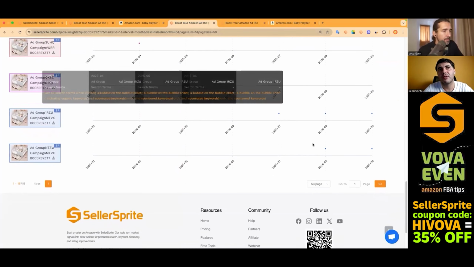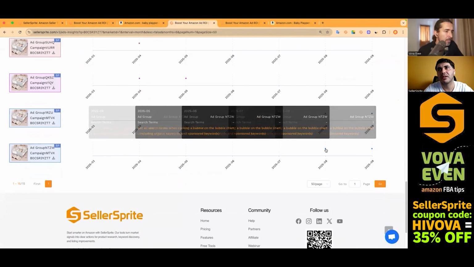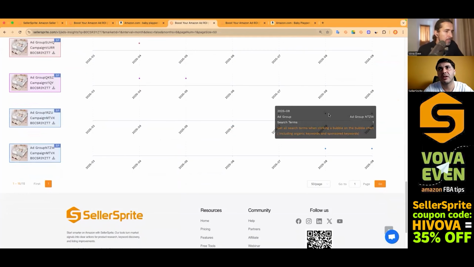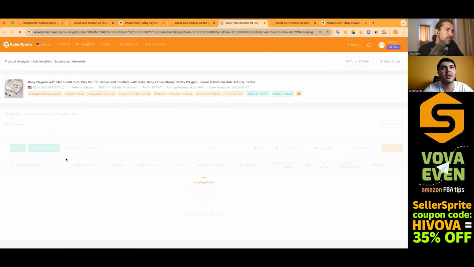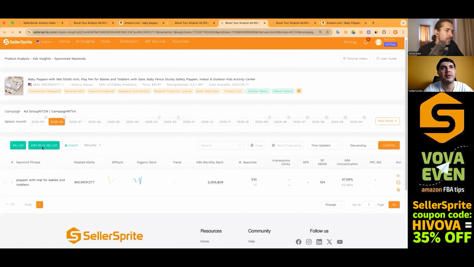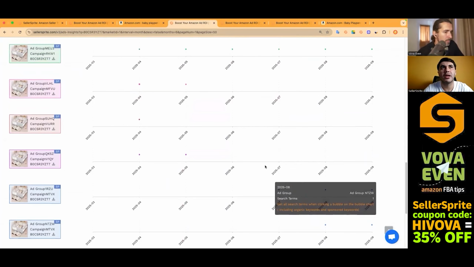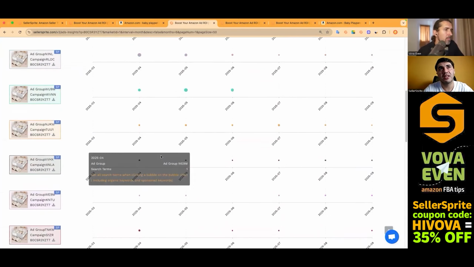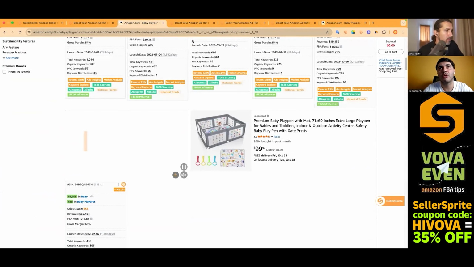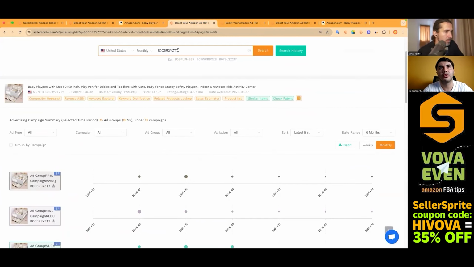If you analyze, for example, here they had a campaign that didn't get any impression or any search terms. Probably this is an exact campaign, could be playpen with mat for babies and toddlers. These are the exact keywords they give. Probably this is an exact campaign. Guys, this seller doesn't have too many campaigns, so maybe I can grab a different ASIN to see if they have more. I just put a new ASIN here in search.